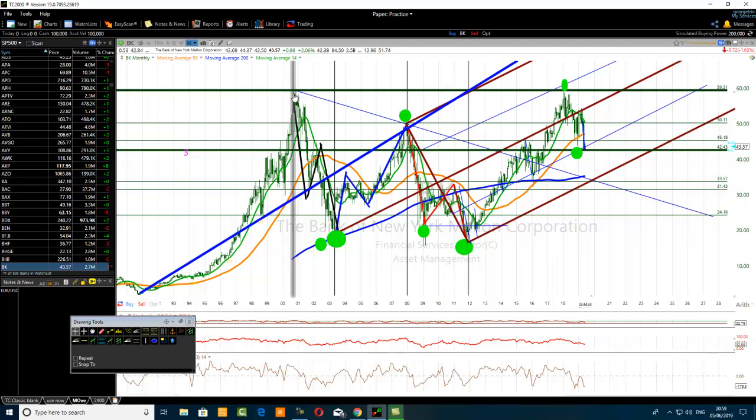So 1, 2, 3, 4, 5, we are referring to the impulse wave of the zigzag. The B wave, 1, 2, 3 of the zigzag is the corrective wave of the zigzag, correcting the A wave of the zigzag, followed by another impulse wave. So generally speaking, correction, impulse, correction, impulse.